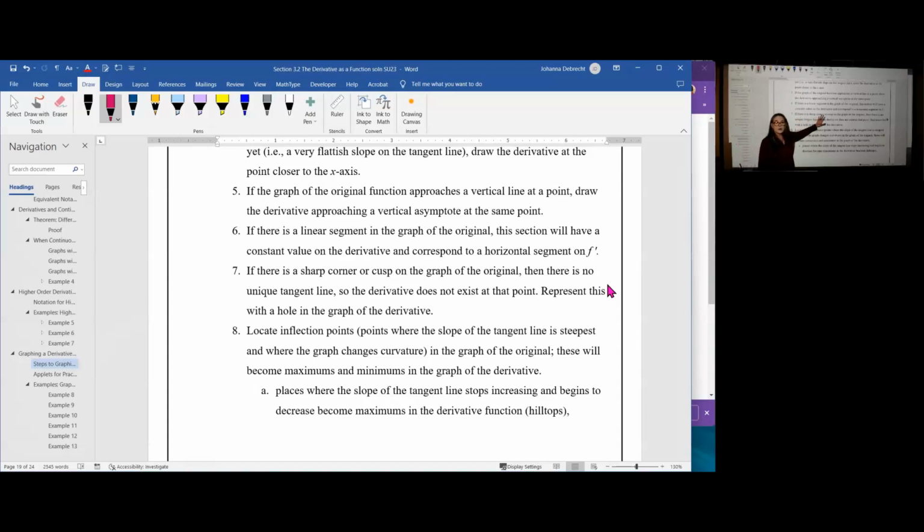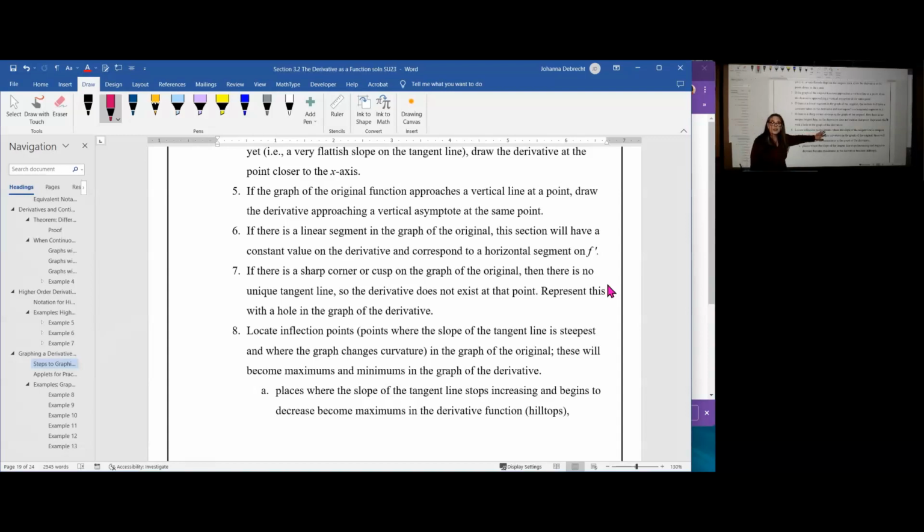If you have a sharp corner or a cusp or a place of a vertical tangent line in the graph of the original, there's no unique tangent line. So the derivative does not exist there. These points will become a hole in the graph of the derivative in the case of a sharp corner or a cusp, or a vertical asymptote in the case of a point of vertical tangency.